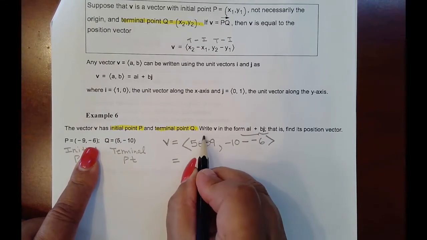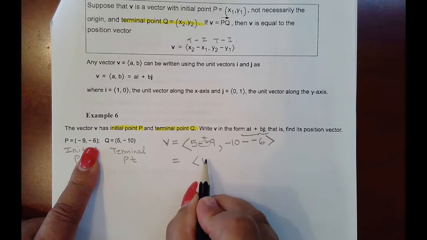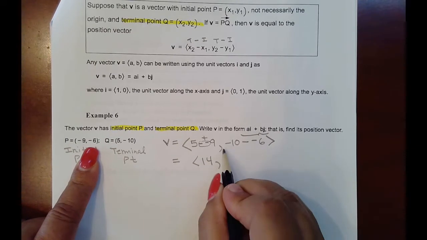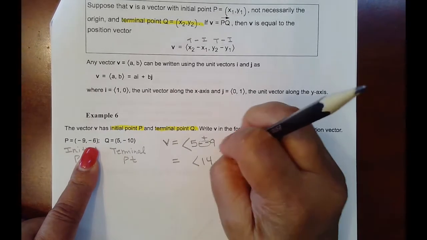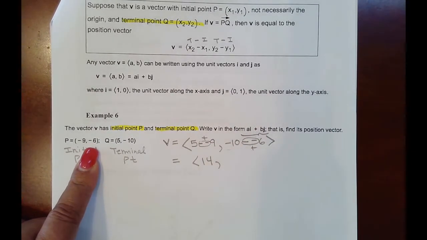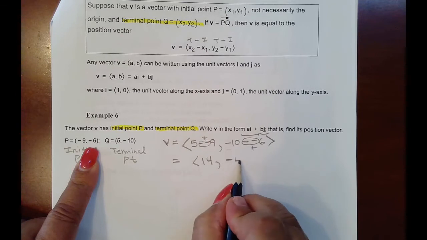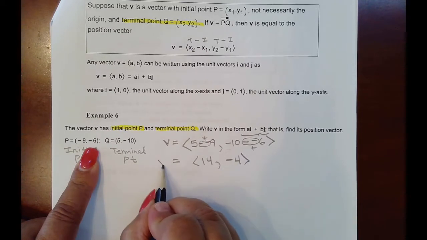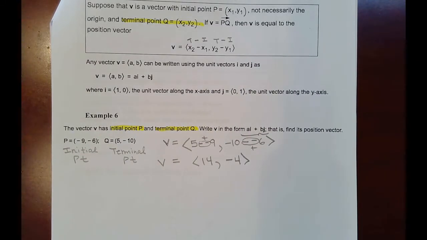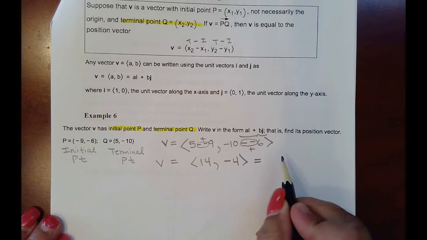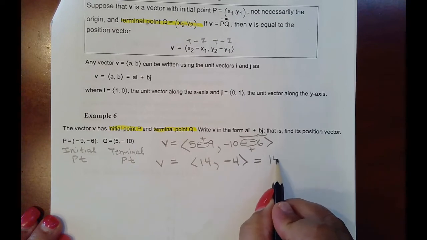Okay, 5 plus 9, 14. -10 plus 6 is going to be -4. And so now you are in vector form as long as you're going terminal minus initial in using your coordinates and in moving to your vector. Okay, so the position vector is when you state it in the ij form.